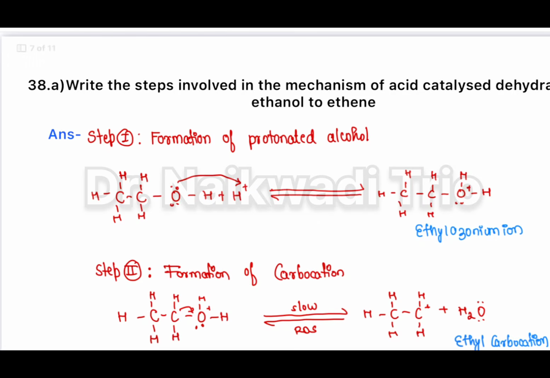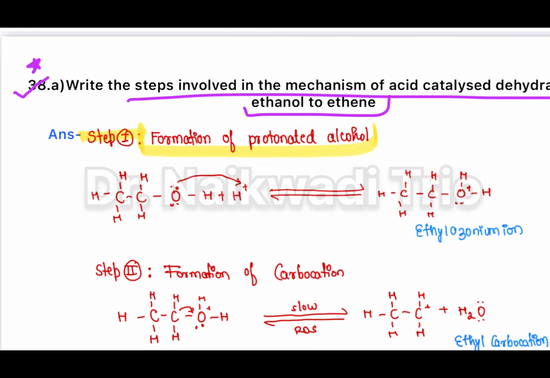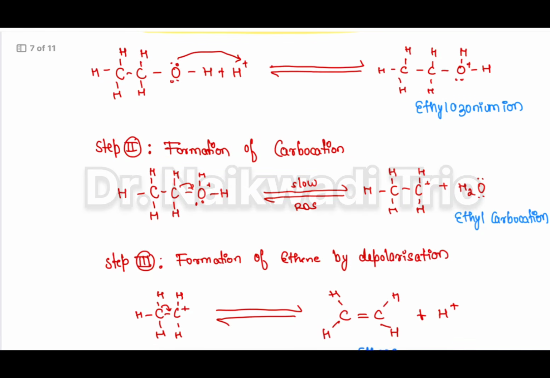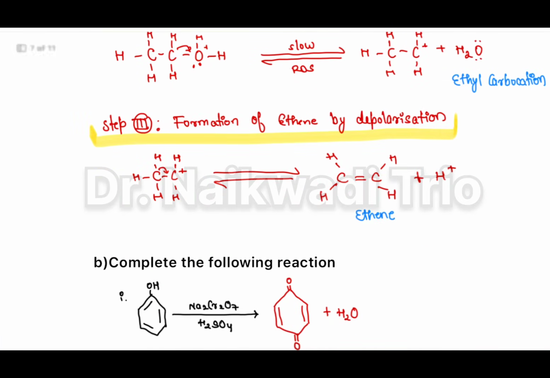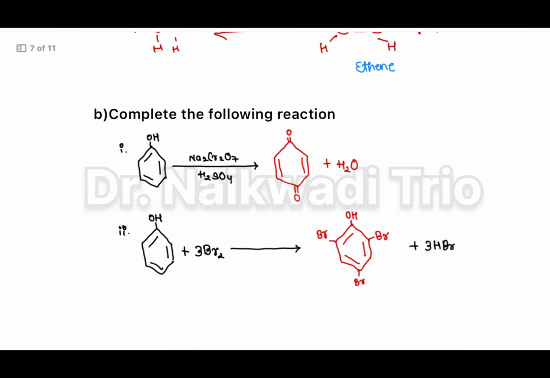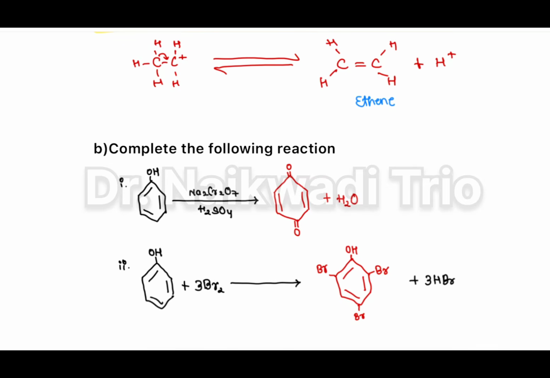Next is question 38. Question A is: write the steps involved in the mechanism of acid catalyzed dehydration of ethanol to ethene. So this is also a question which we have discussed. Step 1 is the formation of protonated alcohol. Step 2 is the formation of carbocation. Third is the formation of ethene by deprotonation. So you have to mention all these three.